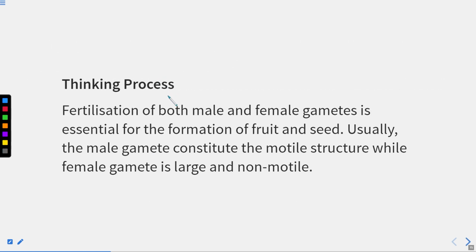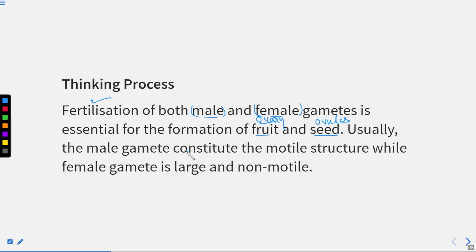Now, I've again given you this thinking process. So here, it is saying that the fertilization of male and female gamete is essential for the formation of fruits and the seeds. This you already know. Fruit develops from what? Ovary. And seed develops from the ovules. So ovary develops into fruit and ovules develop into seed after the fertilization, which is nothing but the union of both male and female gametes.